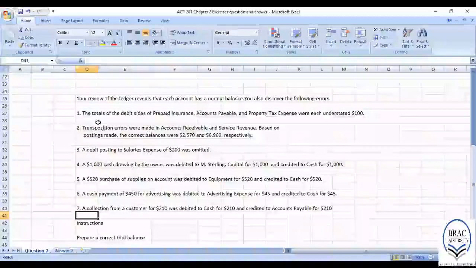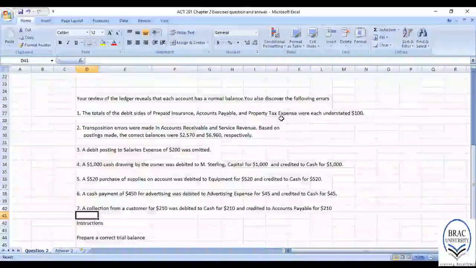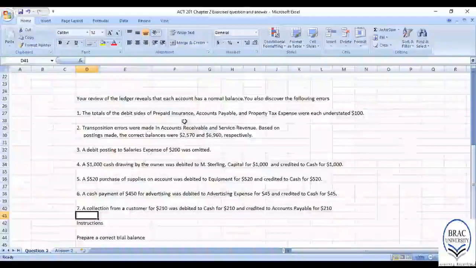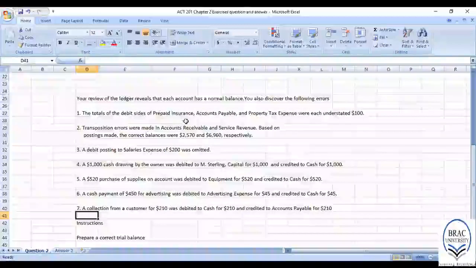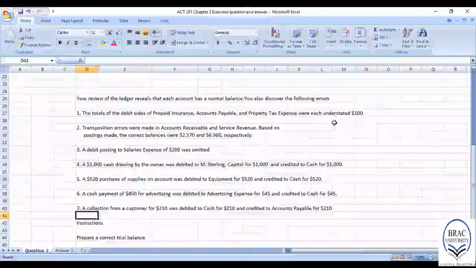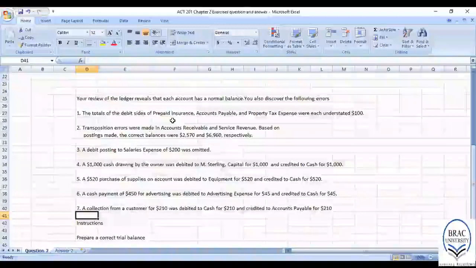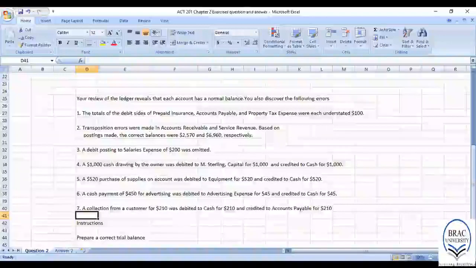The first one says the totals of the debit side of prepaid insurance, accounts payable and property tax expense were each understated by $100. So let's go one by one. For prepaid insurance, the debit side was understated by $100. That means the prepaid insurance account has $100 less in the account. So let's put this information into our trial balance.